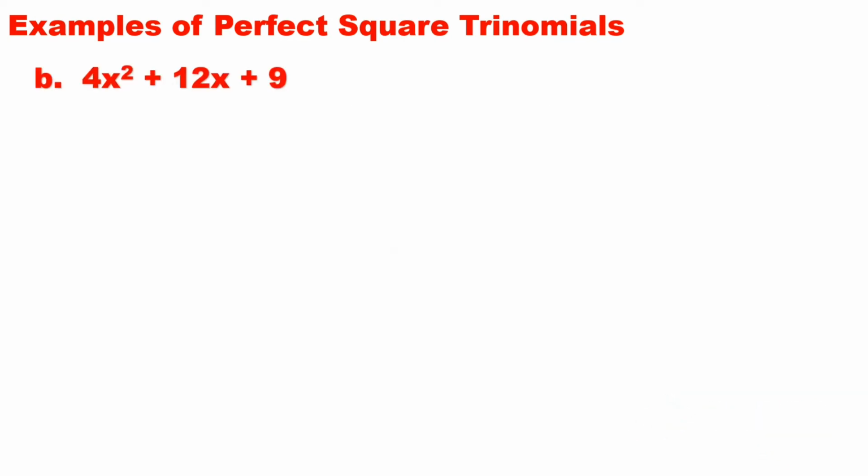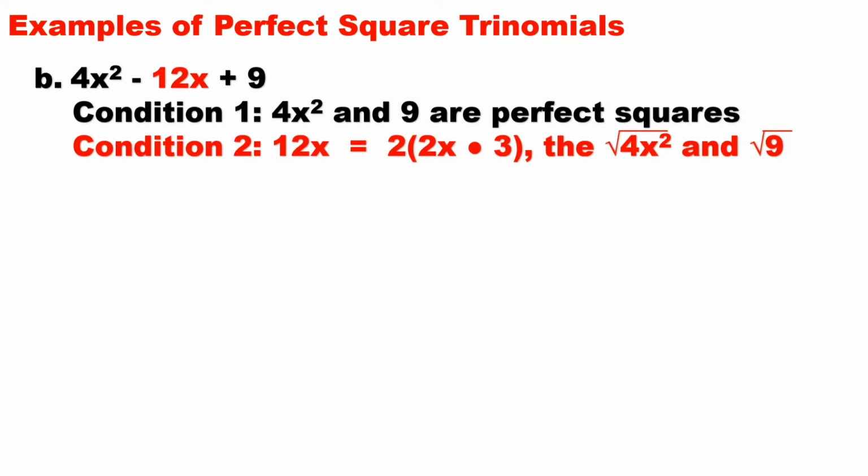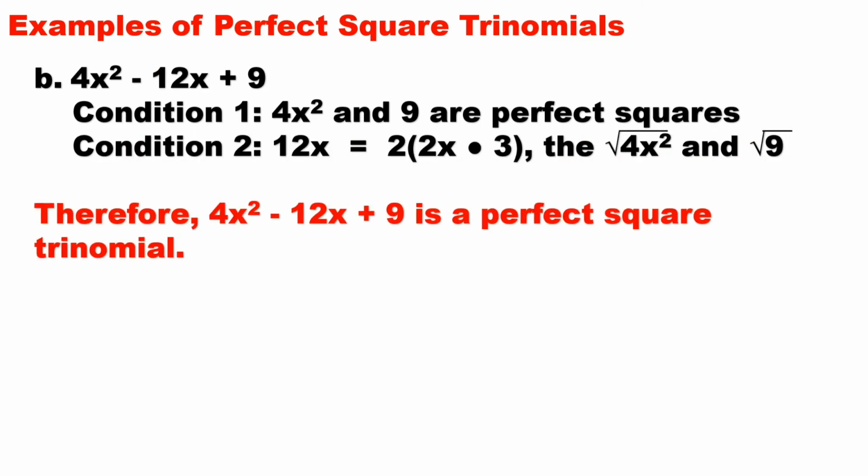Another example is 4x squared plus 12x plus 9. 4x squared and 9 are perfect squares. 12x, the middle term, is twice the product of the square root of 4x squared, which is 2x, and the square root of 9, which is 3. Again, it satisfied the two conditions, therefore, 4x squared plus 12x plus 9 is a perfect square trinomial.